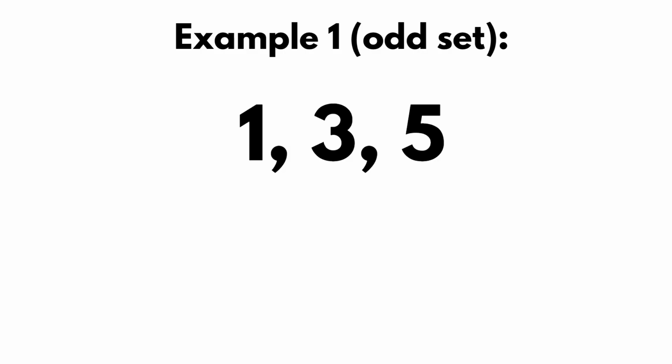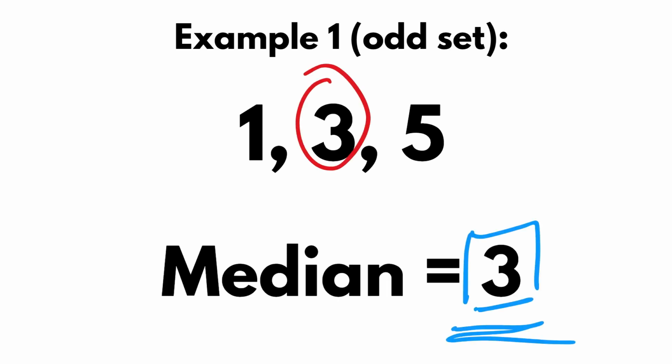Now, let's look at example 1 based on an odd set problem. We have the numbers 1, 3, 5, and these numbers are arranged from smallest to biggest. So, therefore, we don't have to do any arrangement. Which number now is the median? Remember, median is a number that's in the center, that's in the middle. That number over there is 3, so our median will be 3.